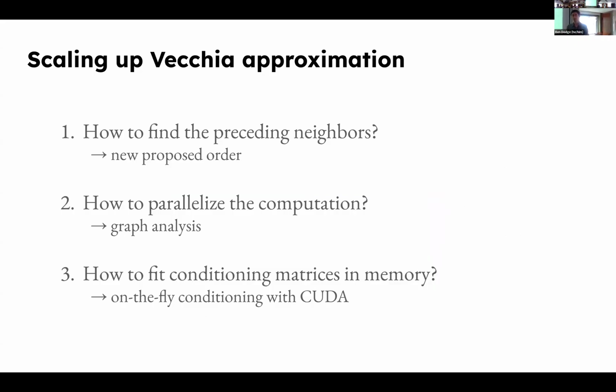So the main point of GraphGP is to do this Vecchia approximation on orders of magnitude more points than previously done. I have three little pieces to that. One is pretty simple: how do you find these preceding neighbors quickly? How do you do this kind of conditioning in parallel so that you can do it faster? And how do you fit this into as little memory as possible, which is usually the main bottleneck for us?